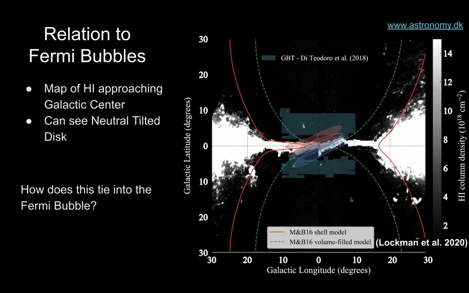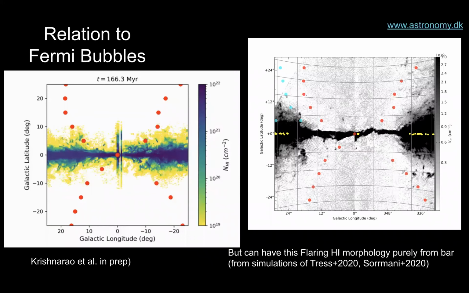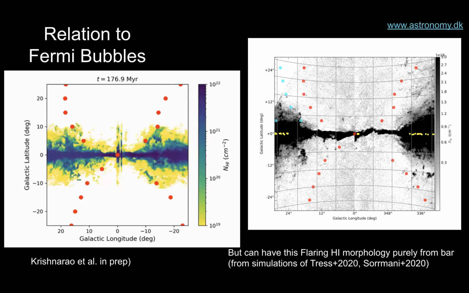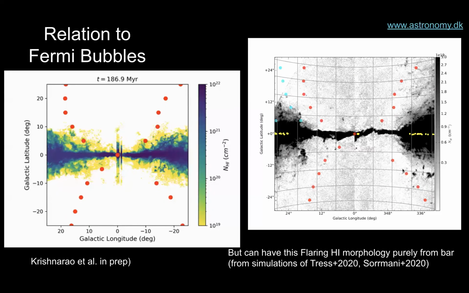Because this structure, the tilted disk and the bar in general, have pretty extreme kinematics compared to the rest of the galaxy, it's really important to understand how all of this ties together into the Fermi bubbles and how the Fermi bubbles can interplay with the disk. So it seems like what's happening near the center of our galaxy is a lot of gas is flowing into the center along the bar and then can be ejected out in this large scale nuclear outflow. And trying to understand how the conditions of the gas change as you go from one to the other is really important.